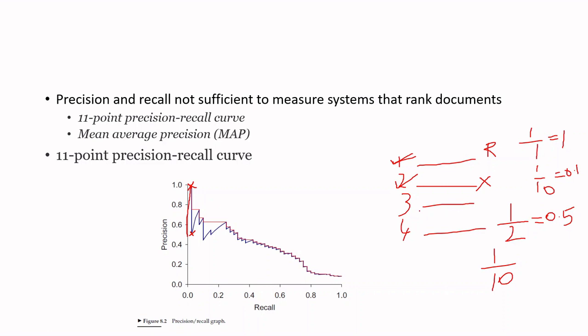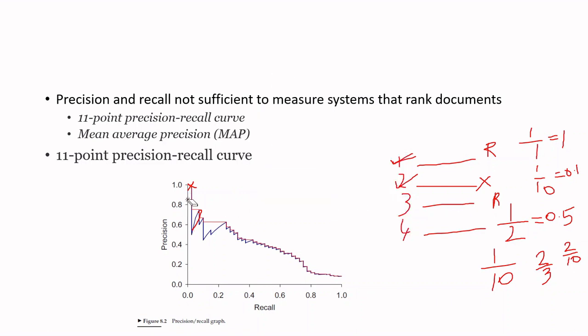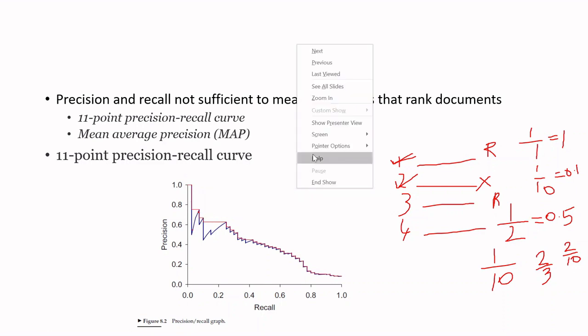Okay. Now, what about the third one? If you are looking at the third one, let us say this is relevant. So our precision becomes 2 by 3, and recall becomes 2 by 10. Okay, 2 by 10 is 0.2, right? So basically from here, the precision actually goes higher. It was 0.5, now it becomes 0.66, and recall also improves slightly. So basically what we have is this. We'll have a jagged curve like this.